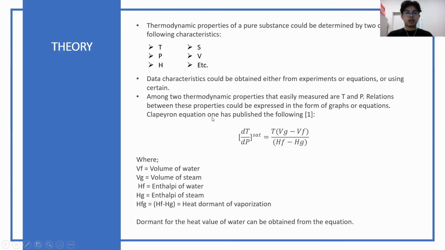The Clapeyron equation has been published as follows: dT over dP, the difference in temperature over the difference in pressure at saturation, equals the temperature times the bracket of the volume of steam minus the volume of water, over the enthalpy of steam minus the enthalpy of water. hfg, hg minus hf, is the latent heat of vaporization. The latent heat value of water can be obtained from the equation.